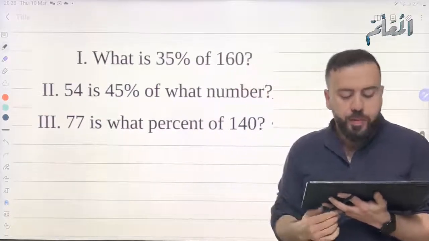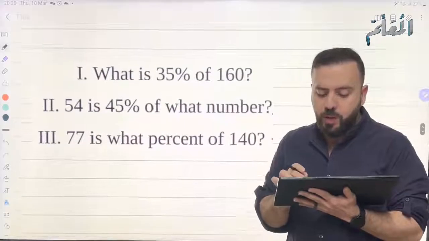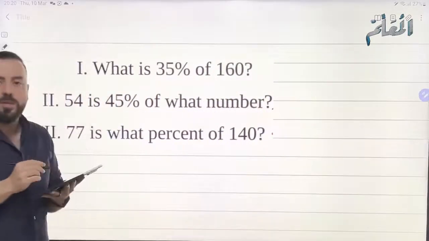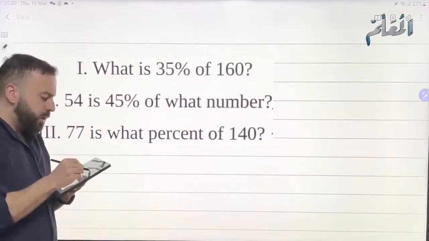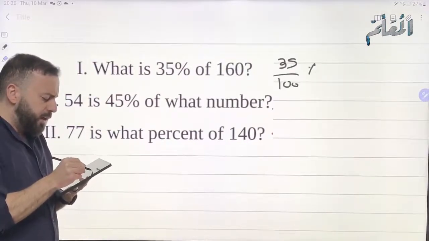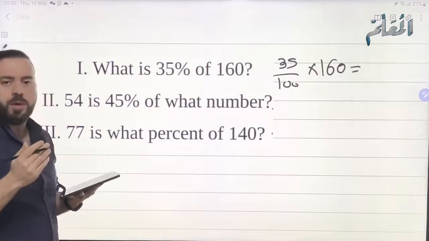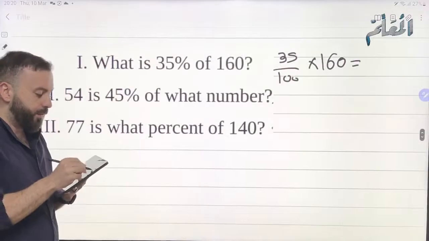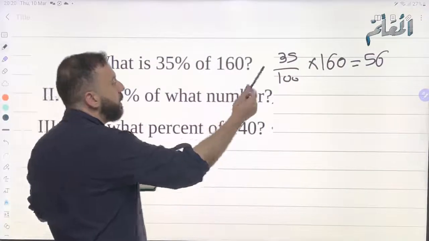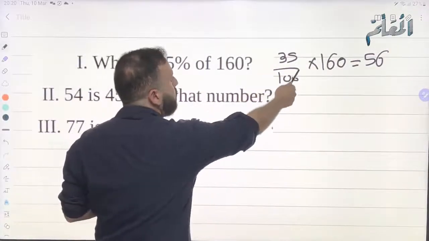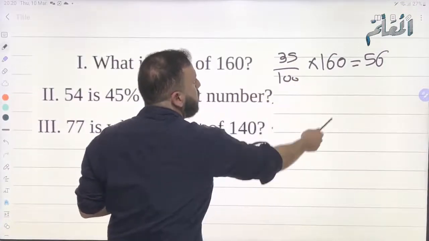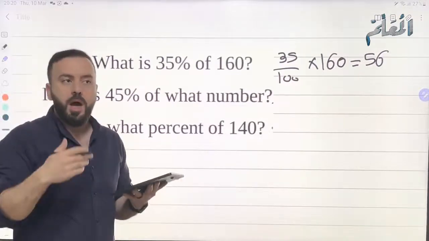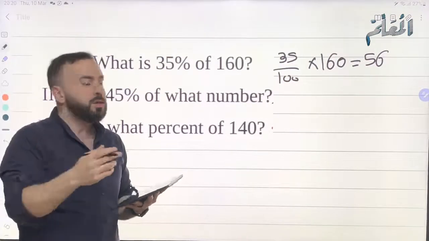What is 35% of 160? An easy, straightforward way: 35% is equal to 35/100, times 160. That's what I want. I will get 56 directly, using the calculator. So 35/100 times 160 is equal to 56. Straightforward question. That's one of the ways you can find ACT questions that you can solve directly using a calculator.